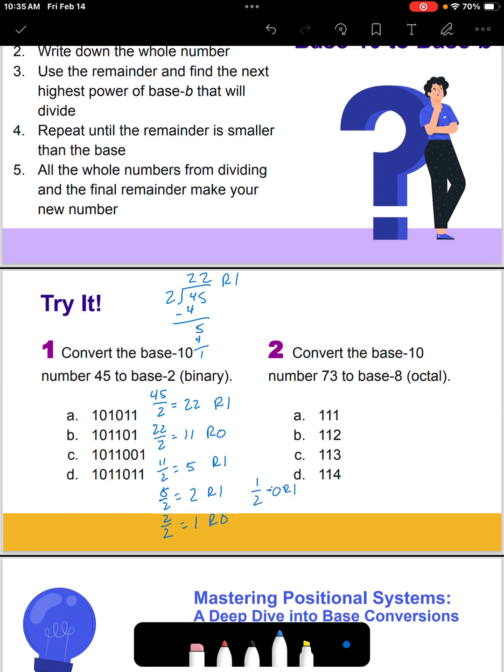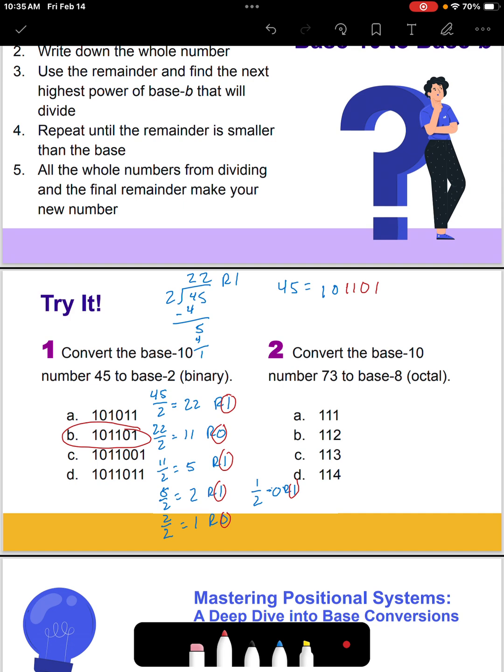And then we're done. So the way I would rewrite 45 is your remainders, that's what you want to look at. So 1, 0, 1, 1, 0, 1 is going to be your answer. So it's going to be letter B.